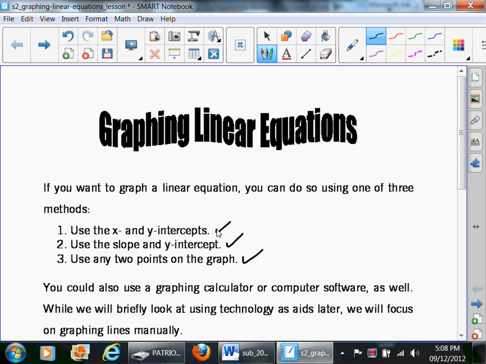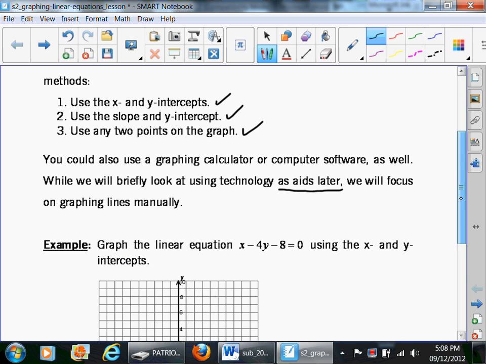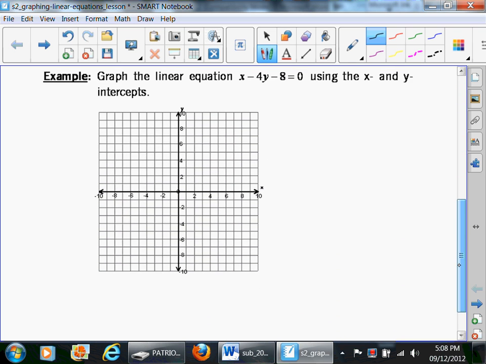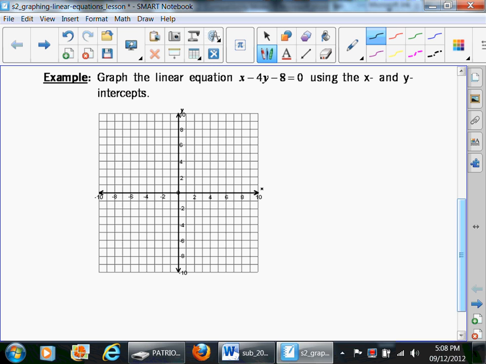We could also use a graphing calculator or computer software. Now it says we'll do this later, but we already did it in a previous unit. So we're going to look at how to graph these lines manually. Graph the linear equation x minus 4y minus 8 equals 0 using the x and the y intercepts.